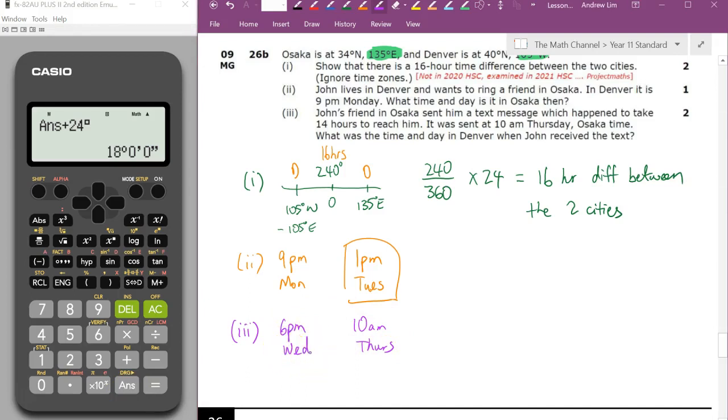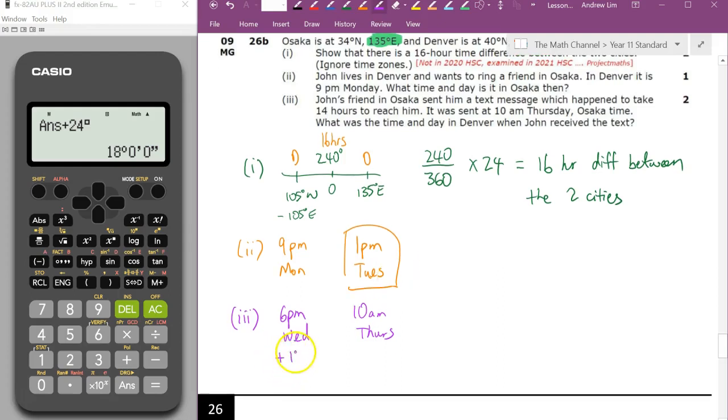Now, that's when the message was sent. It was delayed by 14 hours. We need to add 14 hours to that. So I'm going to add 14 hours. Oh, that's more than 24, so that tells me we're going to the next day. So I'm going to minus 24 hours to be 8 a.m. the next day, which is Thursday. So I'm going to box that, and that's my answer.